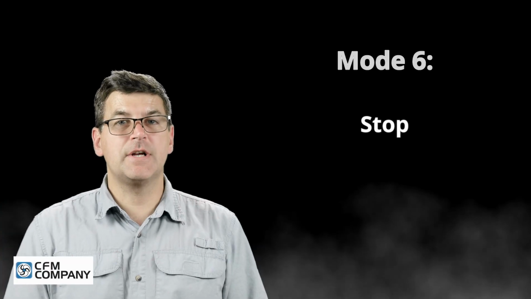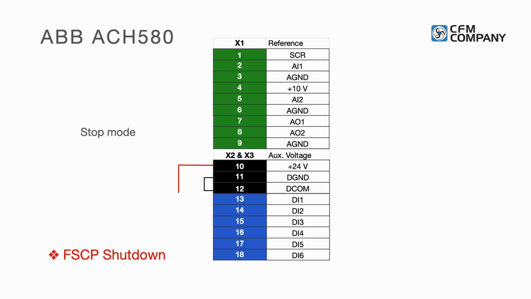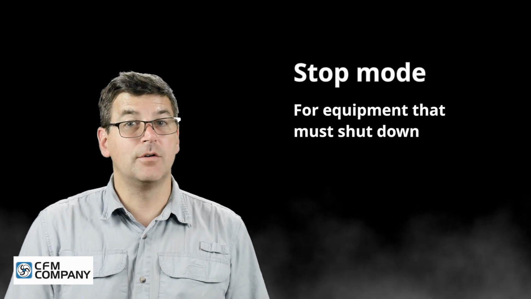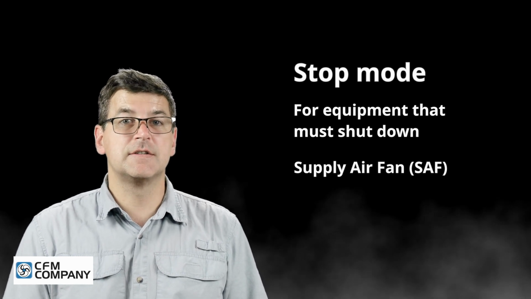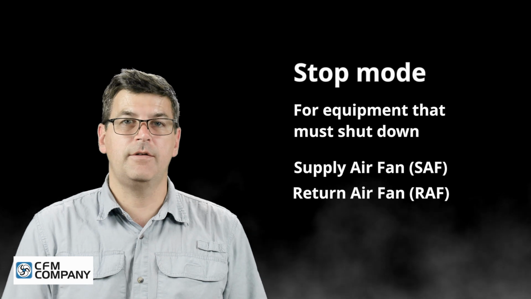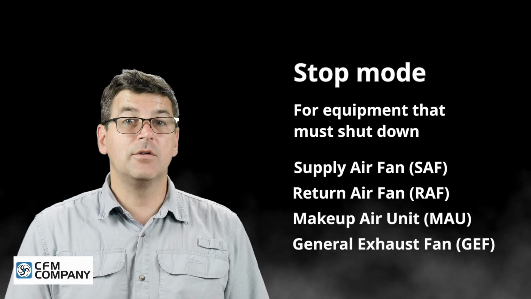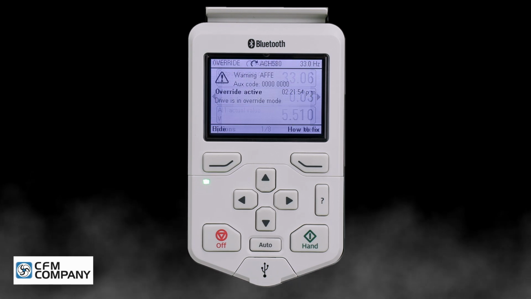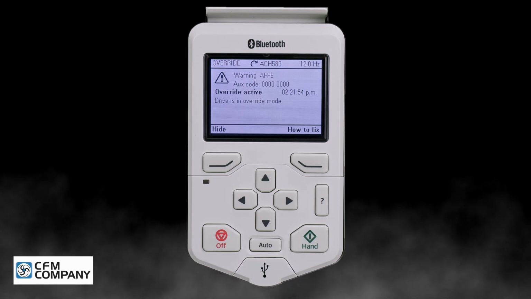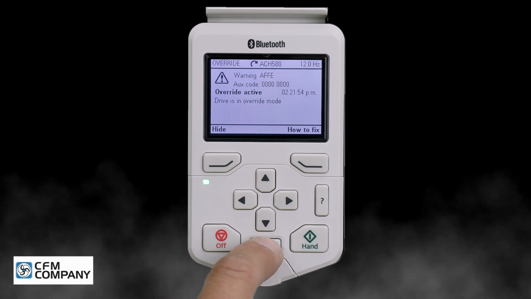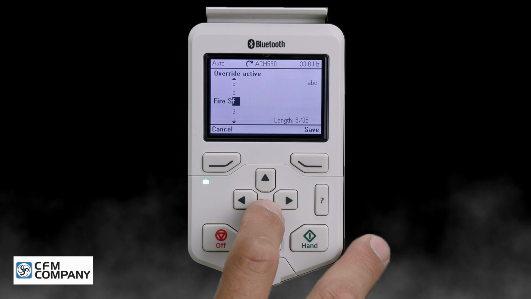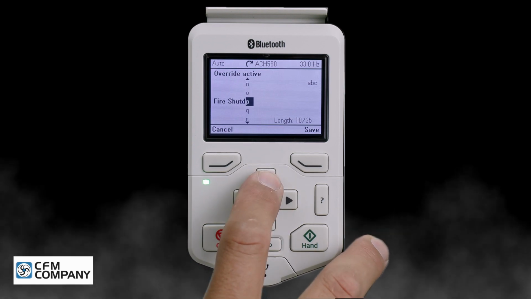The drive features a stop mode. When override is active, a normally closed contact will open and stop the drive from running the motor. Used on any driven equipment that must shut down during a fire event, such as a supply air fan, a return air fan, a makeup air unit, a general exhaust fan, etc. When the override stop command is active, the display will show override active in hand, off, or auto. The override text can be edited to provide specific detailed equipment information, such as fire shutdown.